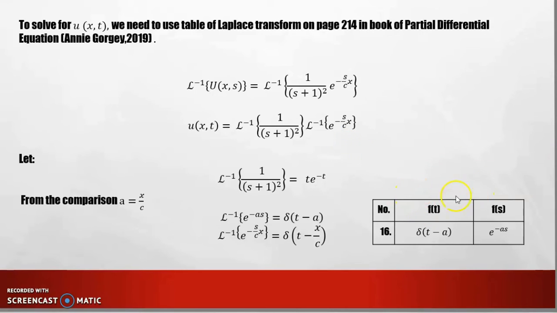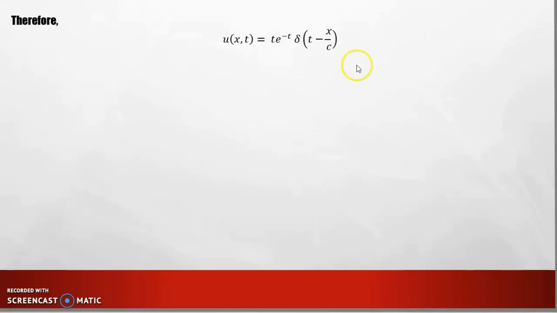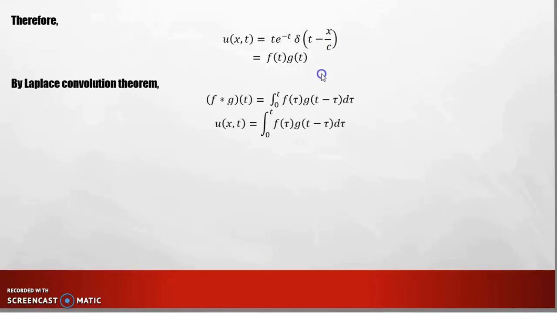From this, let's take a look at entry number 16. From this entry, we can compare that a will be equal to x over c. Then, we can just substitute into the equation to convert it back into u(x,t). Next, we will be having u(x,t) in this form. By the Laplace convolution theorem, we will get the final answer like this.